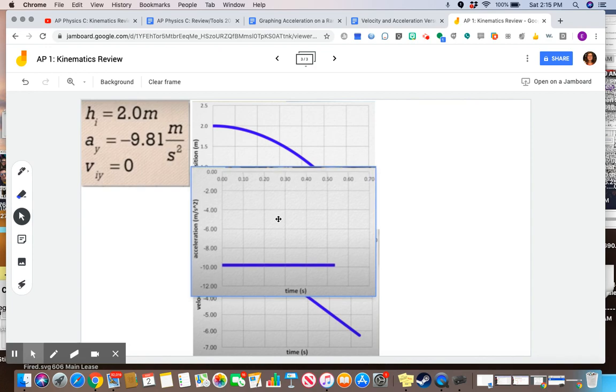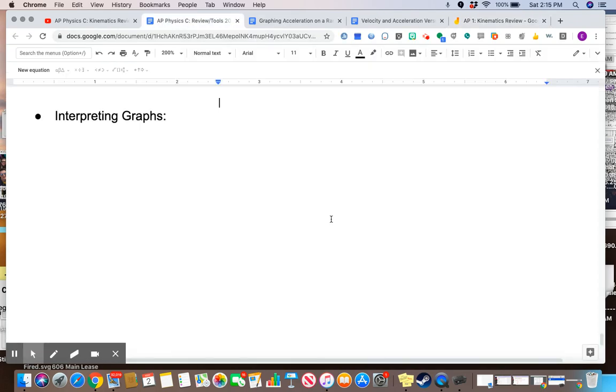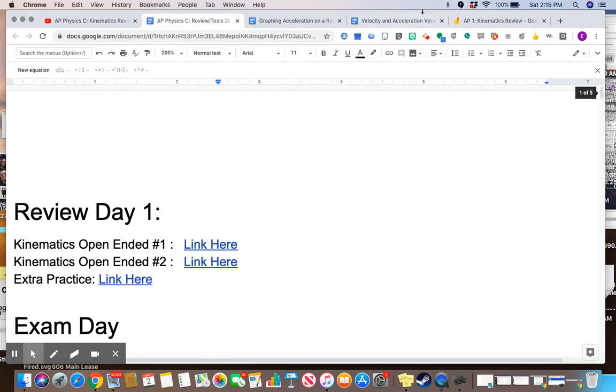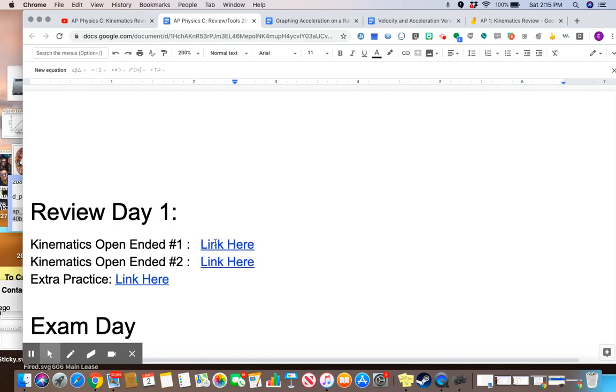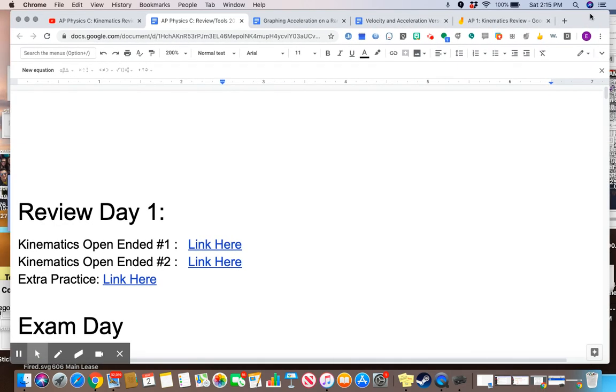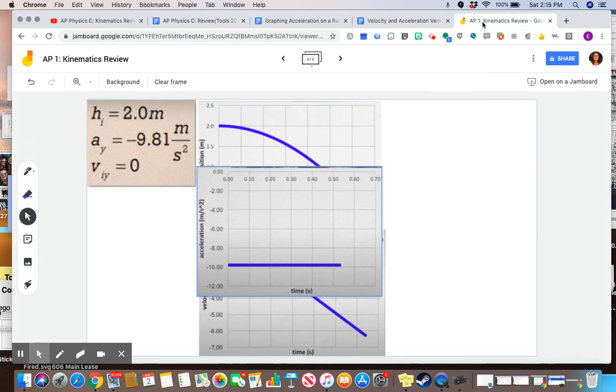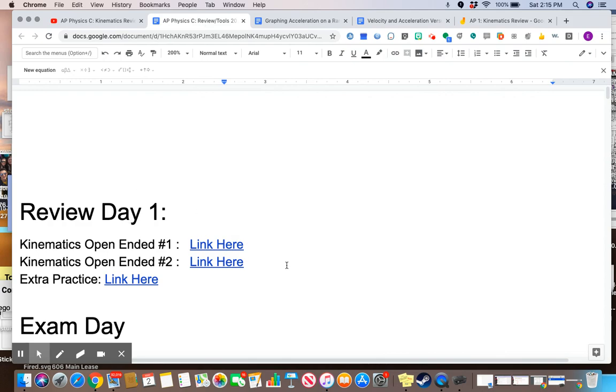You may be asked to plot graphs in the examples that I posted. The second question involves graphing position versus time, velocity versus time, and acceleration versus time. Okay, so that's a complete review of kinematics, all the concepts and information. I suggest that you try these two problems out and then check out the answer keys. And I will see you next week for continuation of the review.